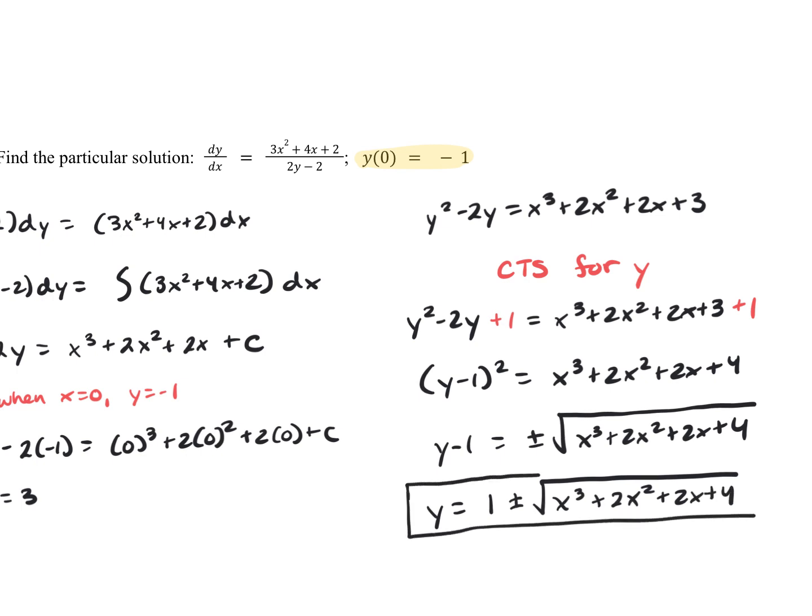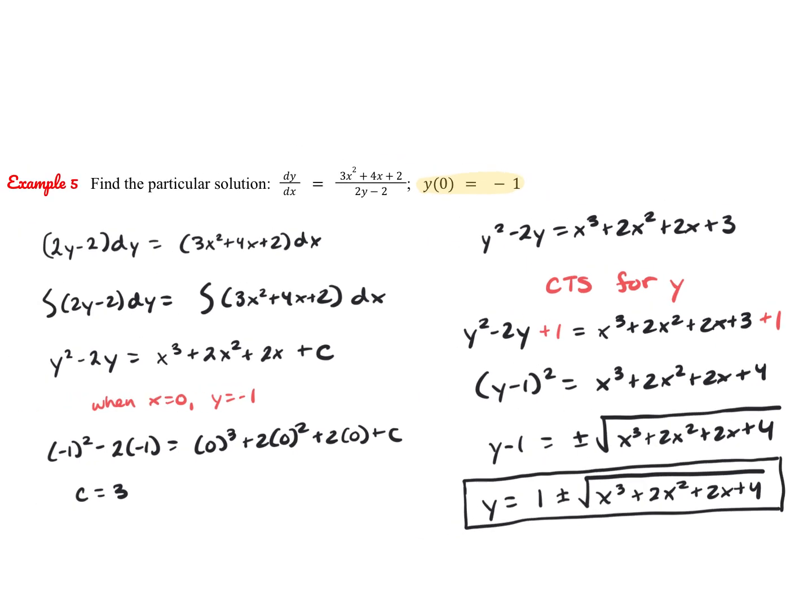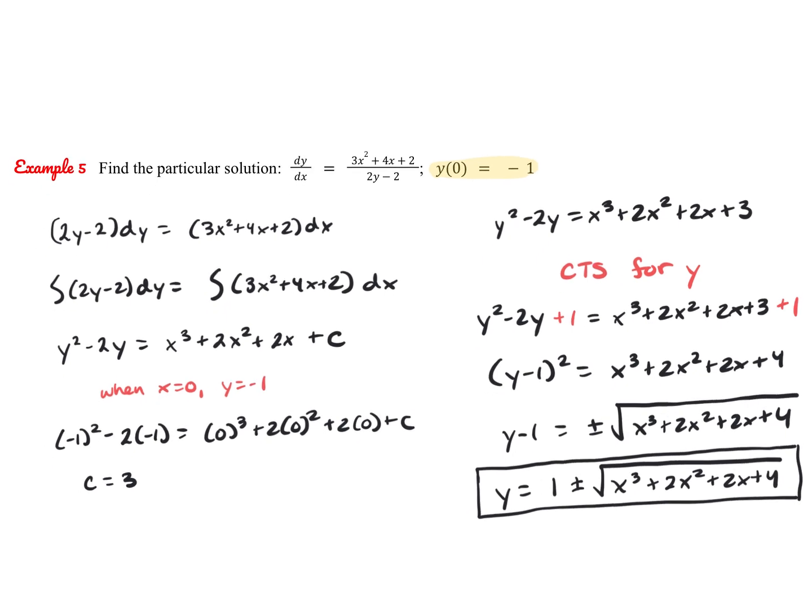So nothing too crazy here for solving. It is good to remember that for something like this, we can solve for y by completing the square. But here we have a particular solution, again, because we had that extra information which allowed us to solve for our c value.